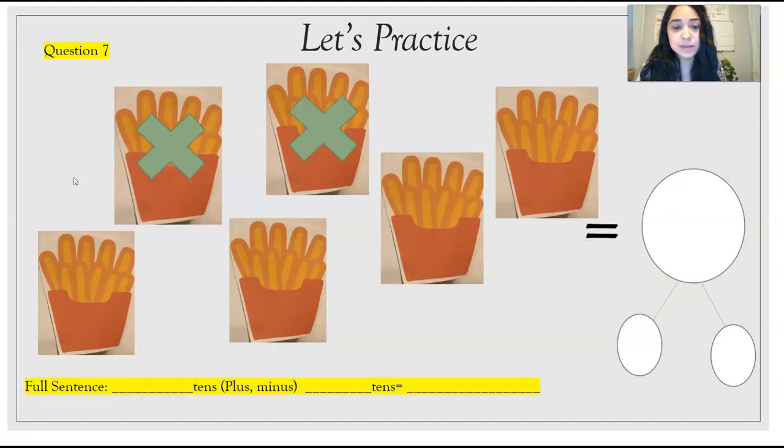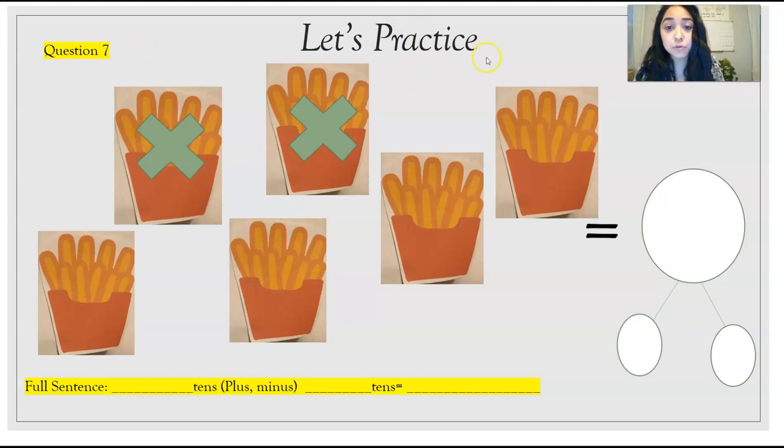For problem 7, you can see that there are X's on the groups of 10. So that means that we are getting rid of them. We are not adding them. We're not putting them together. We are taking them apart. So we are subtracting. We are taking them away.